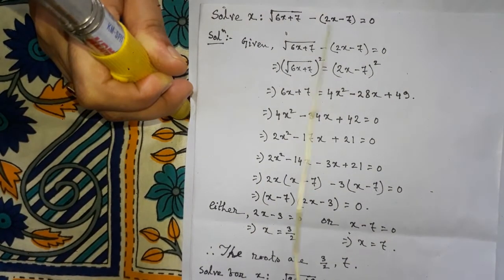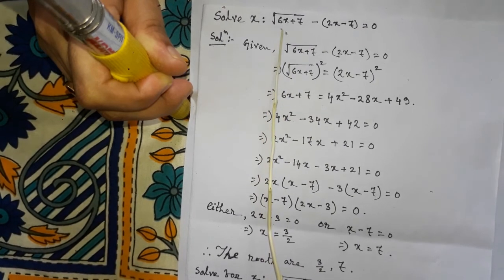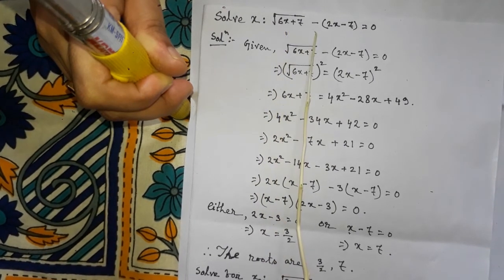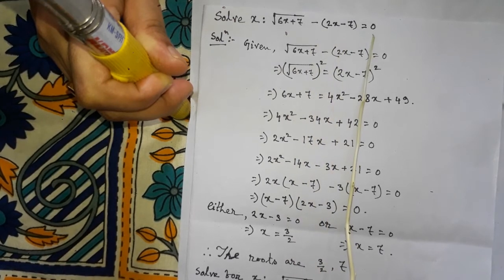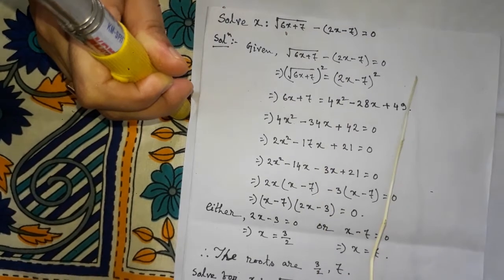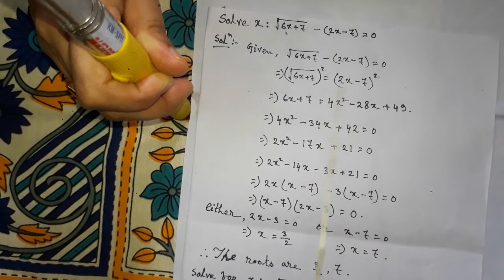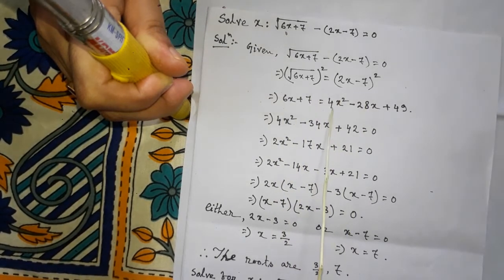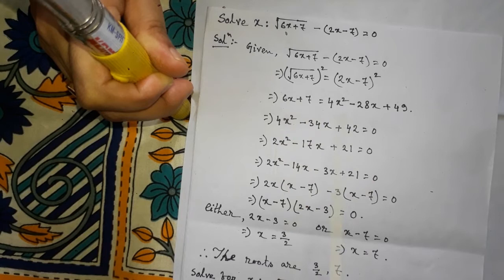Another equation is given, that is we have to find the value of x, that is root over of 6x plus 7 minus 2x minus 7 is equal to 0. Change the side of this 2x minus 7 to the right hand side. On squaring both the two sides, we will get 6x plus 7 is equal to 2x minus 7 whole square, that is 4x square minus 28x plus 49. We know a minus b whole square equal to a square minus 2ab plus b square. Then change the side of this 6x plus 7. So, the equation will be 4x square minus 34x plus 42 is equal to 0.